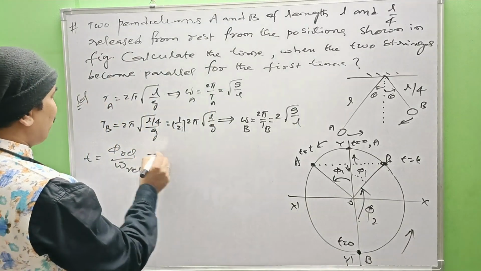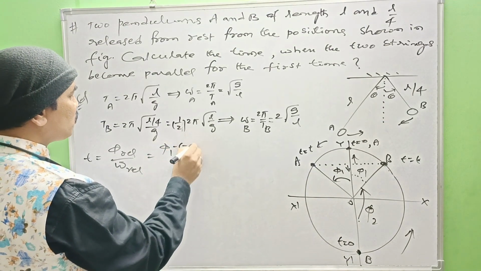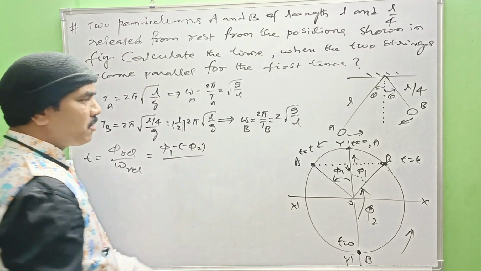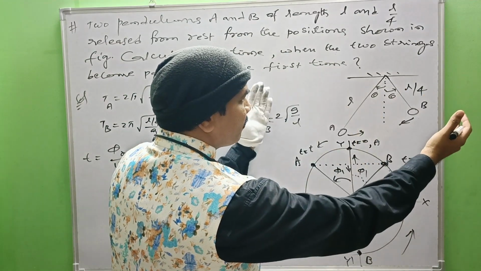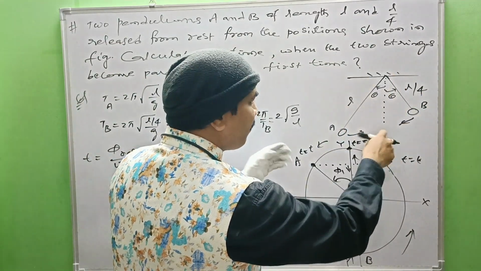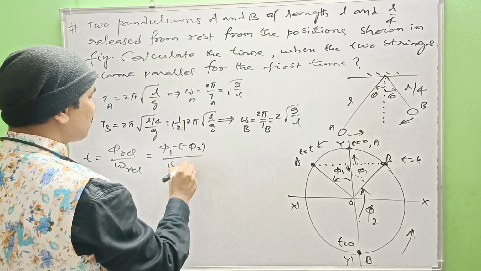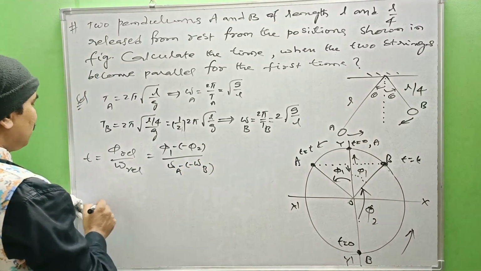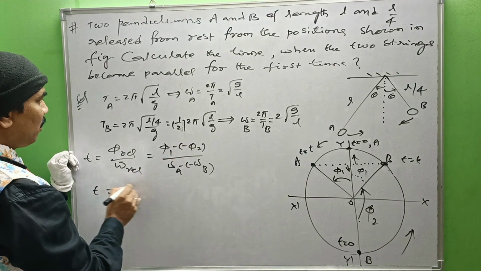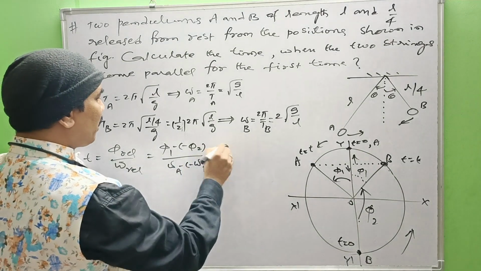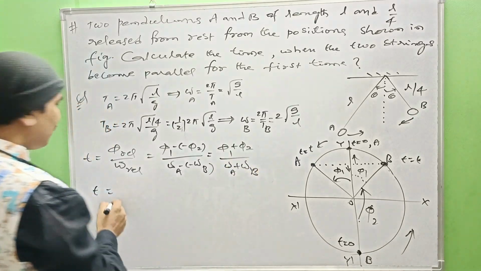So therefore phi relative equals phi 1 minus of minus phi 2 divided by omega relative, also in opposite sense. Why? Because A and B are lying on both sides of the vertical but moving in opposite senses. That's why omega is also different. So omega A minus of minus omega B. That is t equals phi 1 minus of minus phi 2, meaning phi 1 plus phi 2, divided by omega A plus omega B.